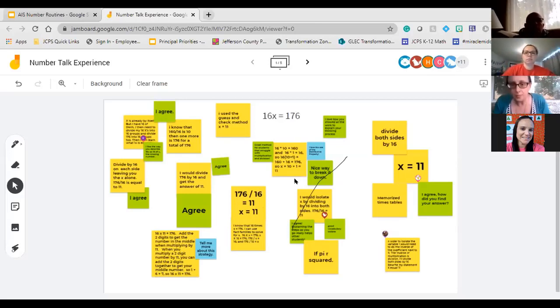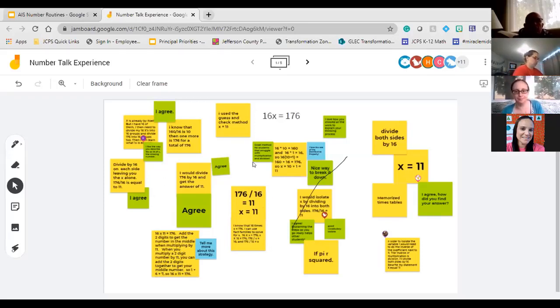Oh, fantastic. And does anybody see the distributive property worked into her example there? How we split the 10 and the 1, and if we distribute those to the 16, then we get the 160 and the 16. Excellent explanation.